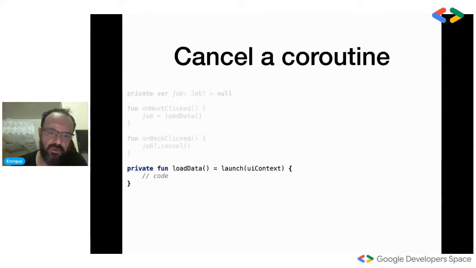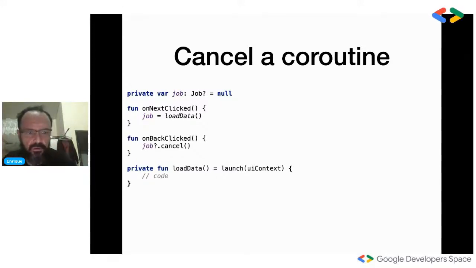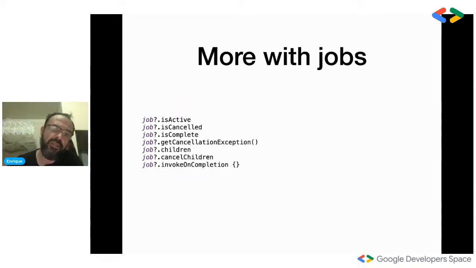As mentioned, when we use launch, the function will be returning a job. So let's see this example. We have our function loadData. On next click, when we click on one button, for example, the result of loadData will go into an object of type Job. And when we click on back, or something happens, or the fragment gets destroyed or gets reclaimed by the JVM, we could just cancel the job. So the coroutine stops and we avoid memory leaks. Job has a lot of attributes. We can check if it's active, if it's canceled, if it has been canceled before, if it's complete, if it has any children, etc. Invoke on completion, this other thing, we can concatenate jobs or anything.